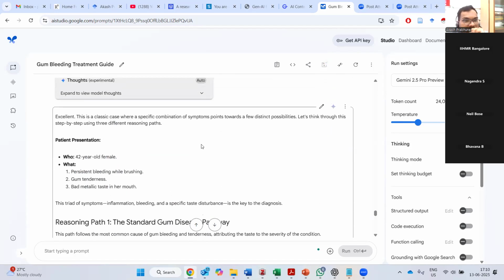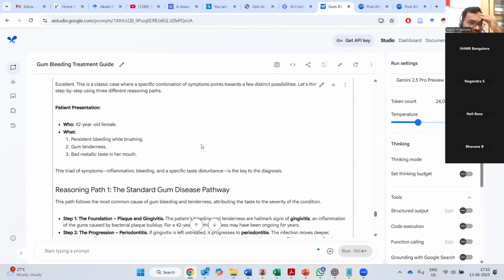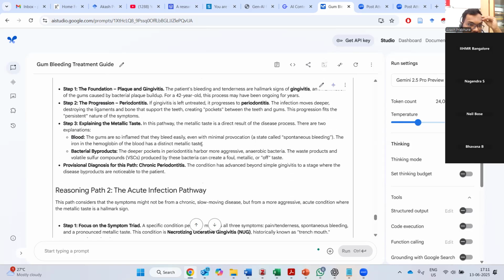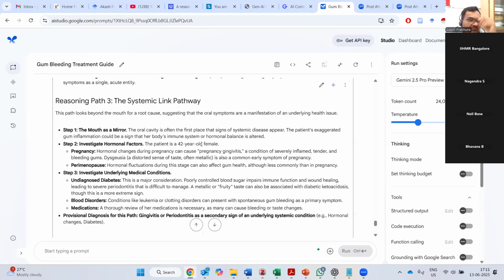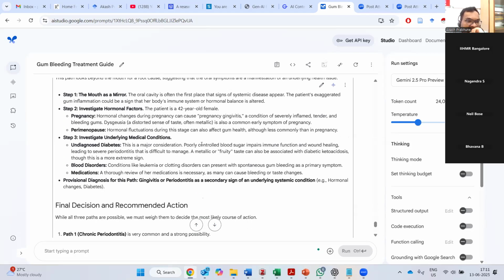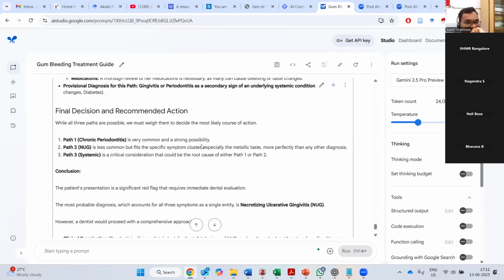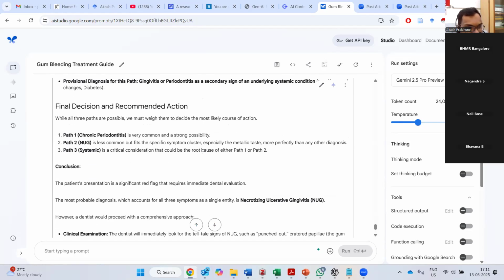Okay, persistent bleeding while brushing, gum tenderness, bad metallic taste. The triad of symptoms, okay. Reasoning path one, the standard gum disease pathway. It has come up with some things. And reasoning two, reasoning three, okay. ANUG is not a thing. Okay. What? Necrotizing ulcerative gingivitis, huh?